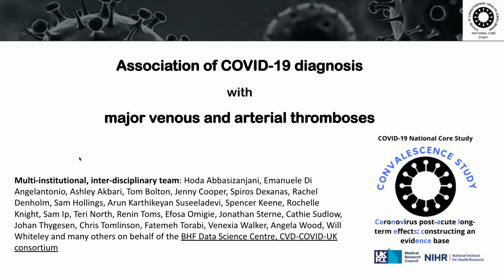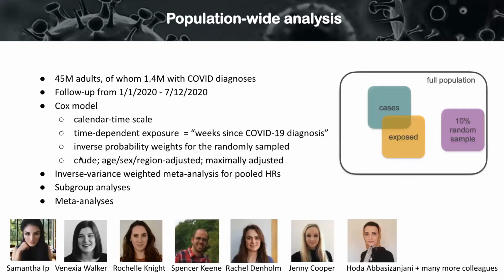So the data resource gives us 45 million adults registered with the GP and alive on the 1st of January 2020. And out of that, we get 1.4 million COVID-19 diagnoses. The cohorts were followed up for a year, as we mentioned just now, up to the 7th of December 2020, which is when the UK vaccination program rolled out.